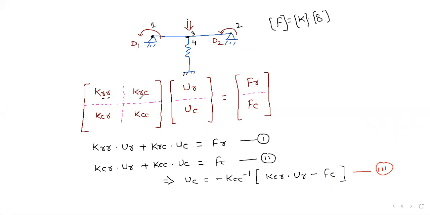KRC means where you are finding and due to which: one is a retained degree of freedom, another is a condensed out degree of freedom. Then it is KRC. Similarly, it will be KCR also, and finally it will be KCC.